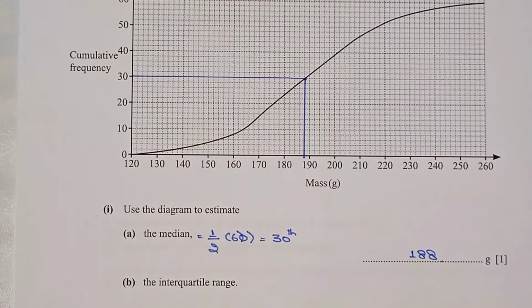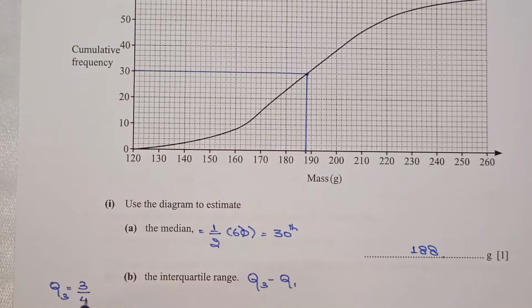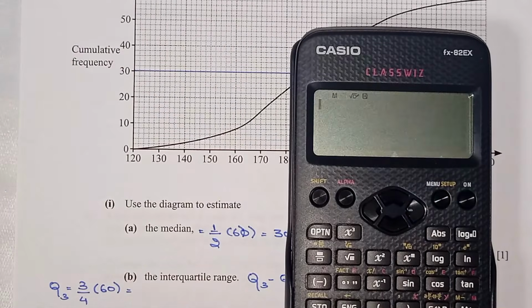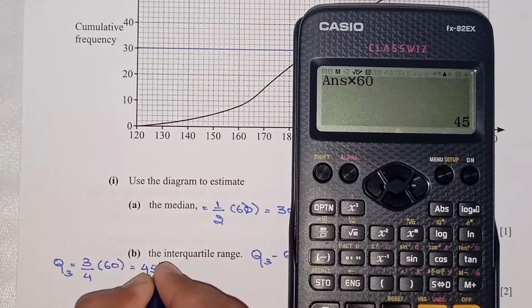For the second part, the interquartile range, as we know that the interquartile range is Q3 minus Q1, and Q3 is 3 by 4th of the value, that is 3 by 4th of 60. What is 3 by 4th of 60? This would be the 45th value. We need to find the 45th value.